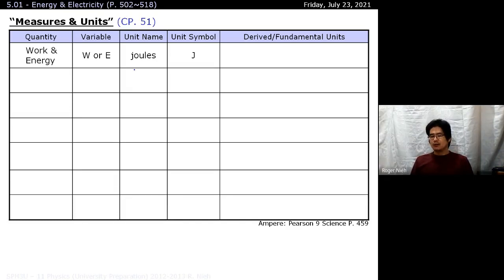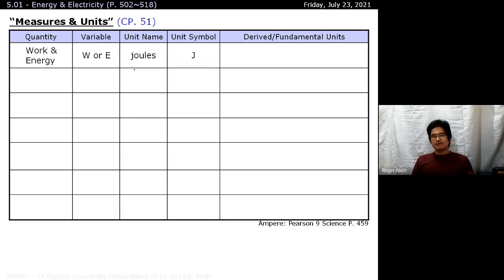As I mentioned, with regards to unit names, I know that the joule came from James Prescott Joule, and his last name was capital J. But whenever you describe it as a unit, you leave it as lowercase. I know it's strange, but as a unit name, it's not a proper noun.